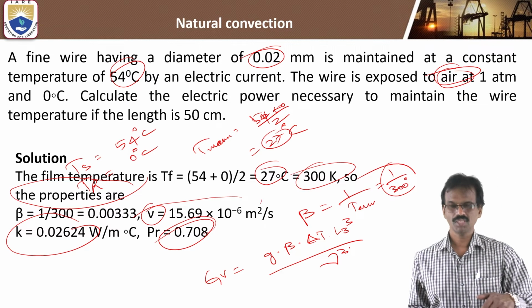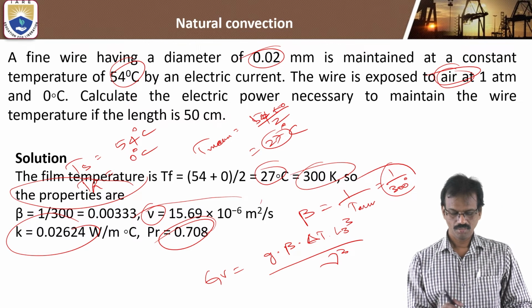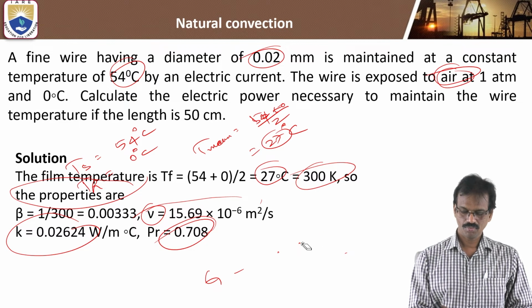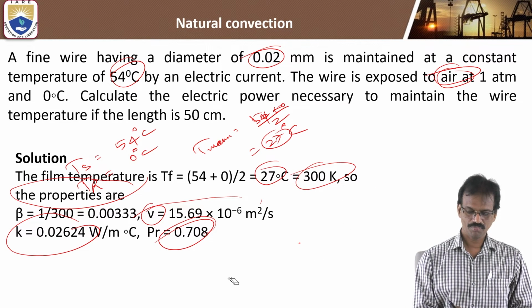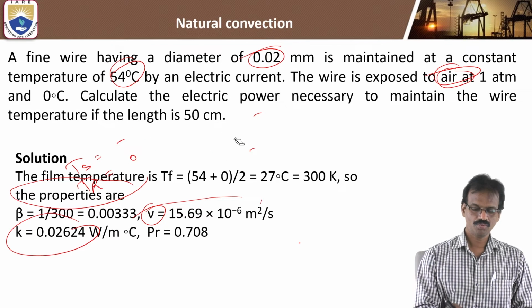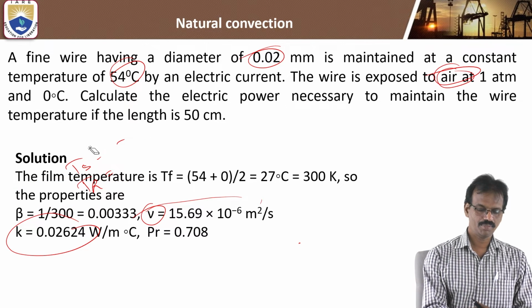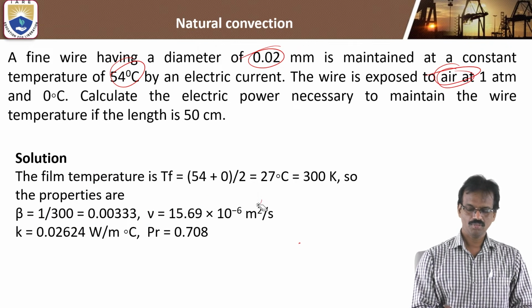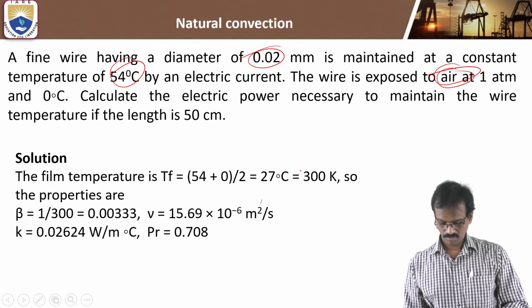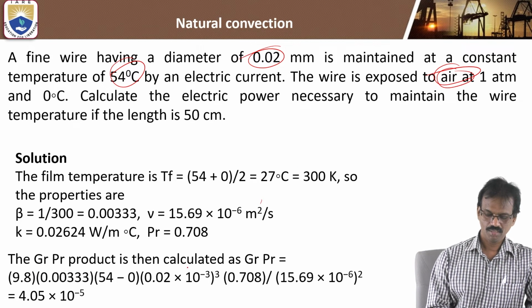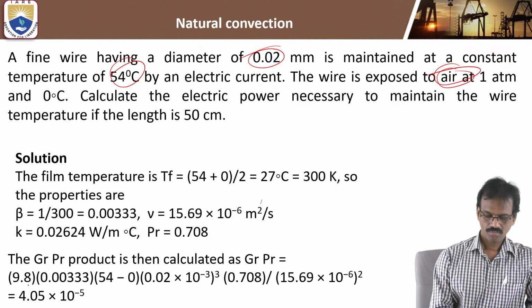So if you substitute these values in the Grashof formula, then you will get the Grashof number. After you get the Grashof number, you can find the product of Grashof number and Prandtl number, that is the Rayleigh number, to find the type of flow, whether it is laminar or turbulent.